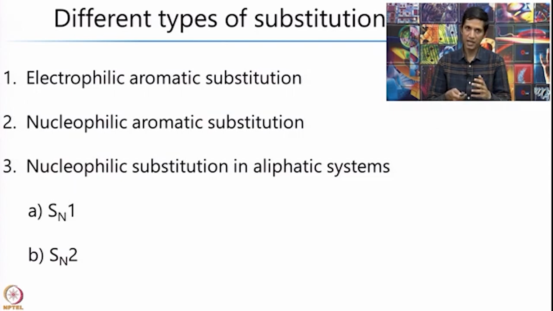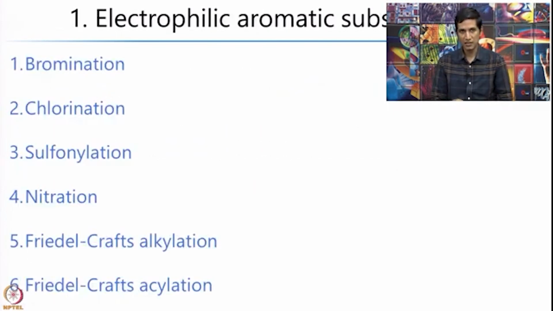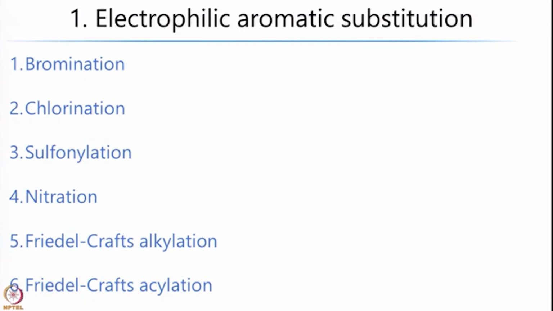Alright, so now let us begin by looking at what is called electrophilic aromatic substitution reactions. In electrophilic aromatic substitutions, there are various kinds of reactions one can find in various textbooks, and some of the common ones are listed here: bromination, chlorination, sulfonation, nitration, and Friedel-Crafts alkylation and acylation. So do not get overwhelmed by the number of reactions you see, because they all follow a very simple mechanistic paradigm, and that is what we are going to try and understand.